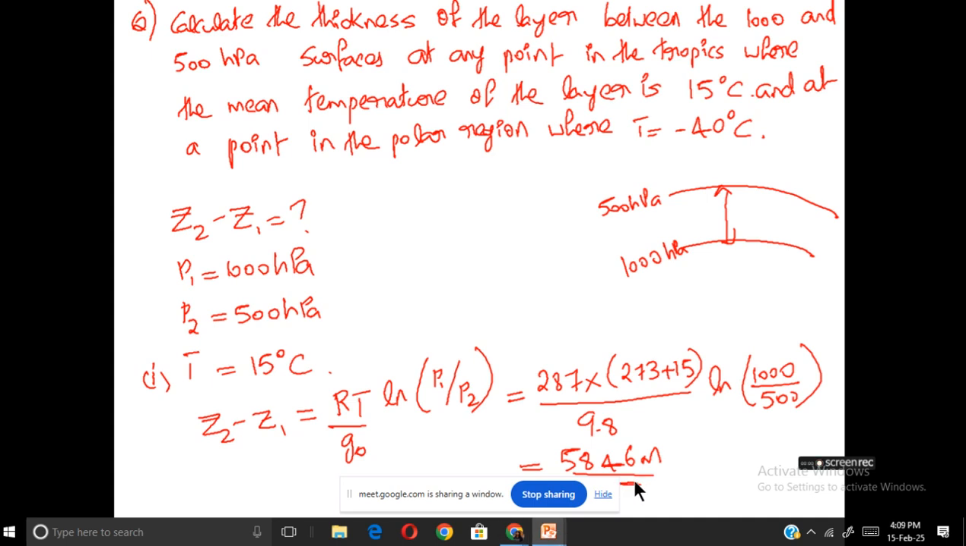This is the geopotential thickness between two layers, one which is at a pressure of 1000 hectopascal and another which is at a pressure of 500 hectopascal. This will be the thickness between these two layers, the geopotential thickness between these two layers. The second case is we will have to find the geopotential thickness between these two layers when the temperature is minus 40 degrees Celsius, where we are considering the atmosphere above the polar region.